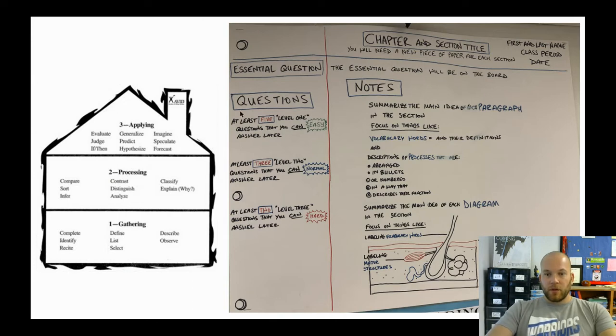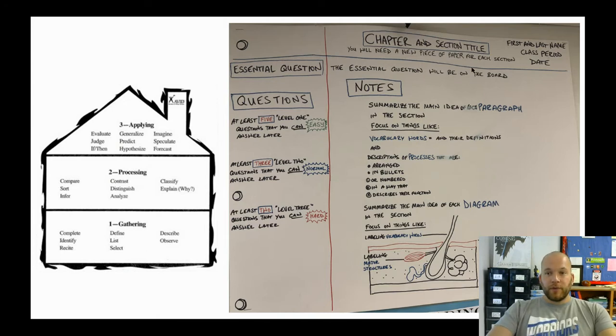This poster right here is up in the classroom. I've attached it to most of the guided reading assignments. You are going to start by putting your first and last name in the upper right-hand corner, your class period, and the date. Then you need to put the chapter and section title. That's going to be on Google Classroom. That's chapter 1, section 1, an overview of anatomy. I think that's the first section in the book.